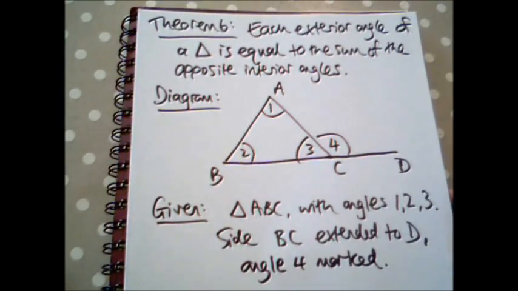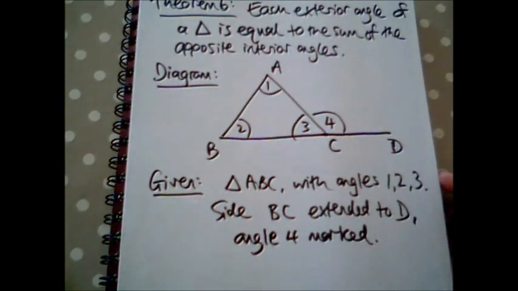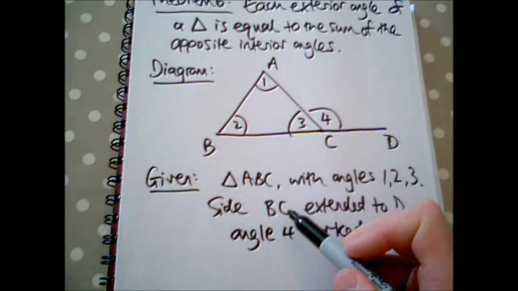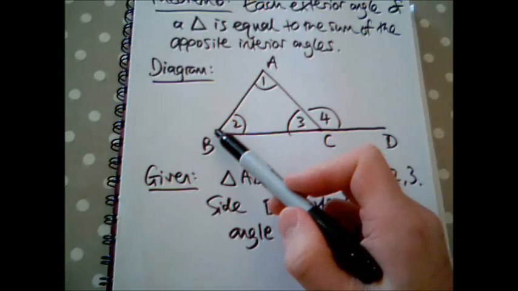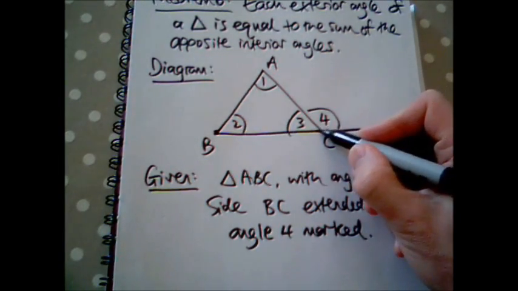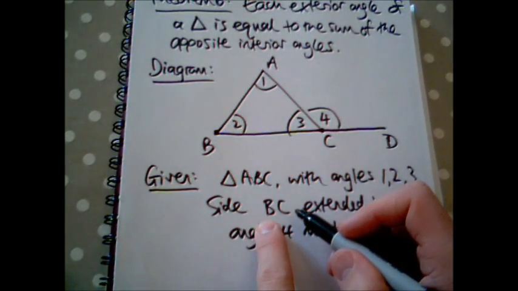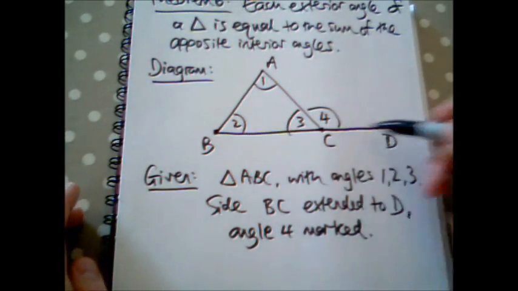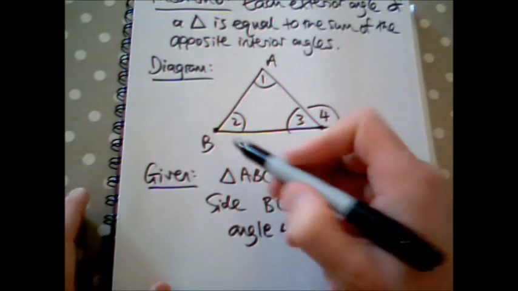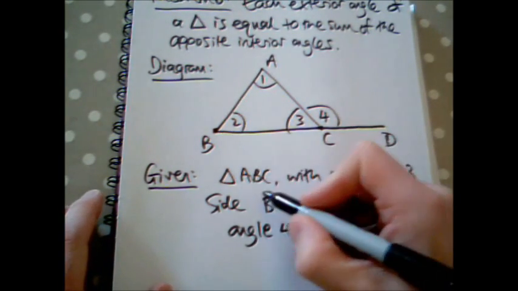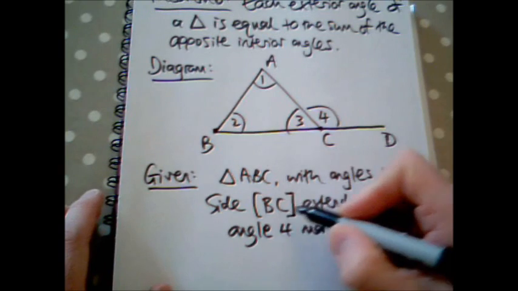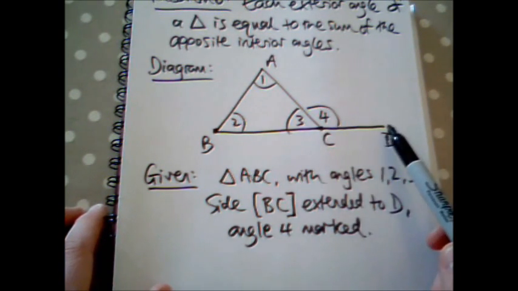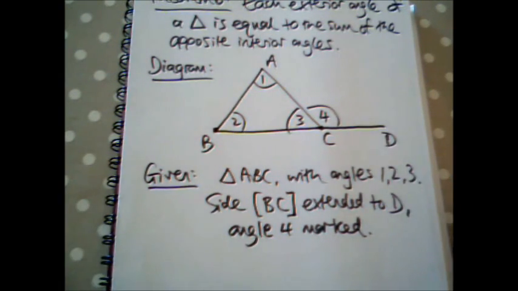Now there's one kind of technical thing we should really say here. At the moment, the way I've got that written, BC like that means the line going through the point B, which is there, and the point C, which is there, and going on forever. So it goes on forever this way, and it goes on forever this way. So what I really want to say is just the bit between B and C, so I put square brackets on it. So the side from B to C is extended out to D, and angle 4 is marked in. Okay, so this is what we're given.